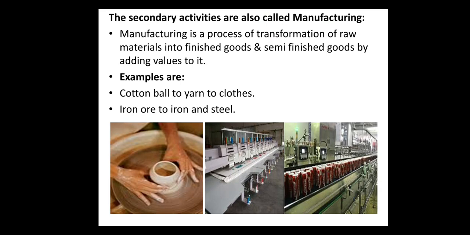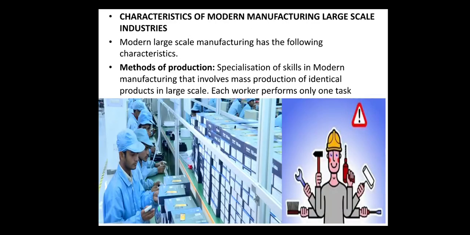That is called manufacturing. Next, what are the characteristics of modern manufacturing, large scale? Here we are going to focus on modern manufacturing industries. We are not going to study the characteristics of small scale. Here we are going to study the characteristics of big or large scale industries. Following are some of the major or general characteristics of modern manufacturing large scale industries of the world. The first one is the method of production.